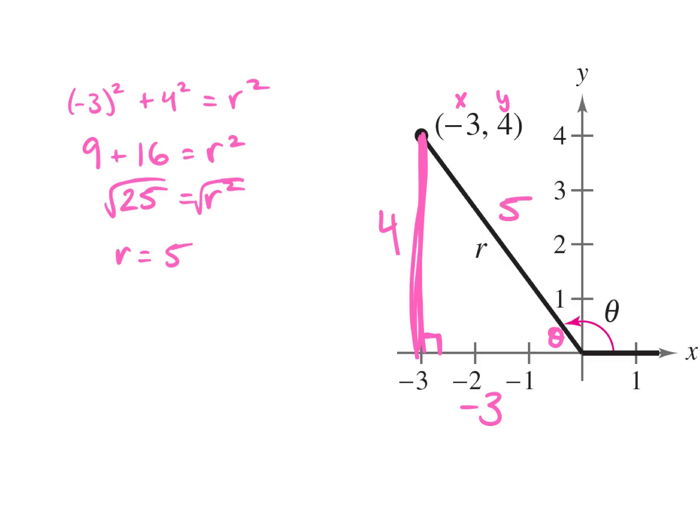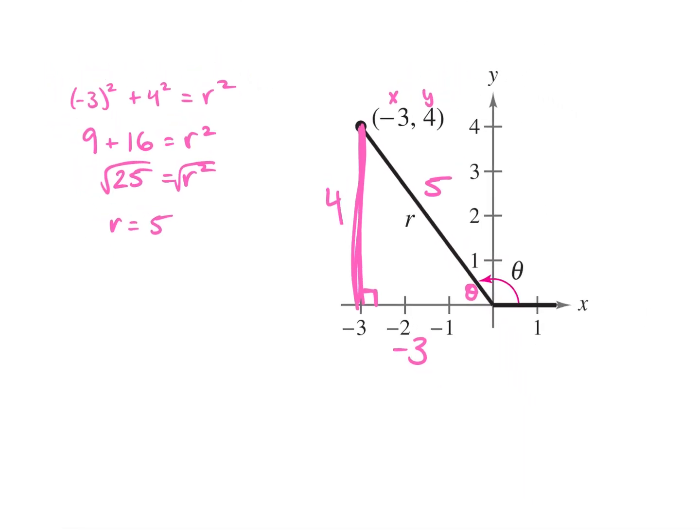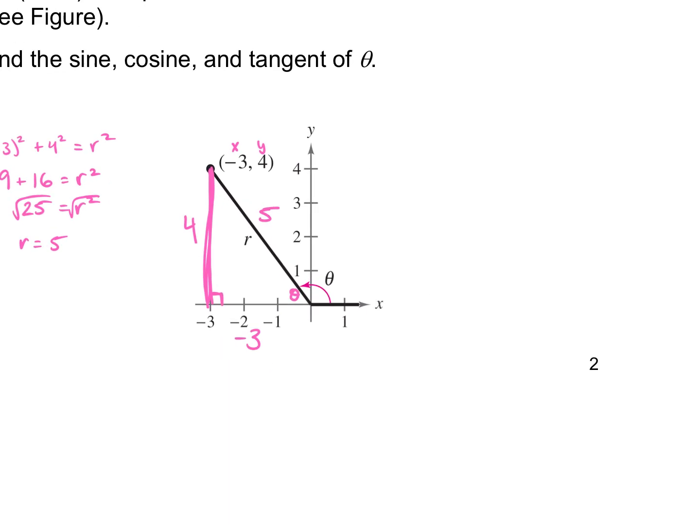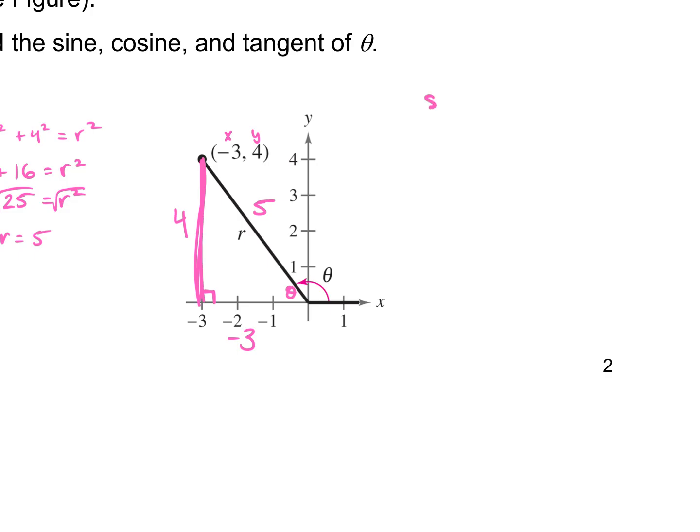Is our radius going to be positive or negative 5? Positive. Why do we know that it's positive? It's always positive. So radius is always going to be positive. X or Y, depending on where your point is, they could be both negative. One could be negative. Just check the signs depending on the point. But r is always positive. So let's find our trig functions. We'll find all 6 of them here. So sine of theta, cosine theta, tangent theta, and cosecant theta, secant theta, cotangent theta.